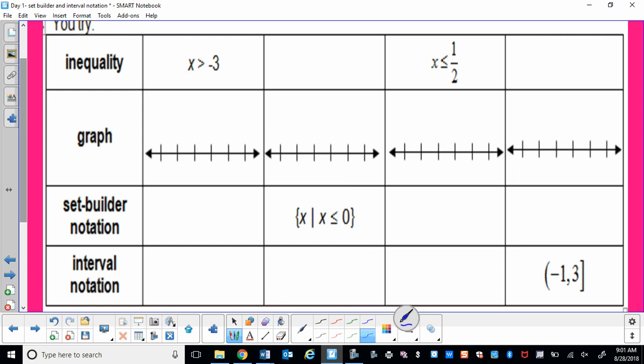All right, so for the first one, we have x is greater than -3. Okay? I'm not too picky on your number line. There's my -3. Will my circle be open or closed? Open, left or right?